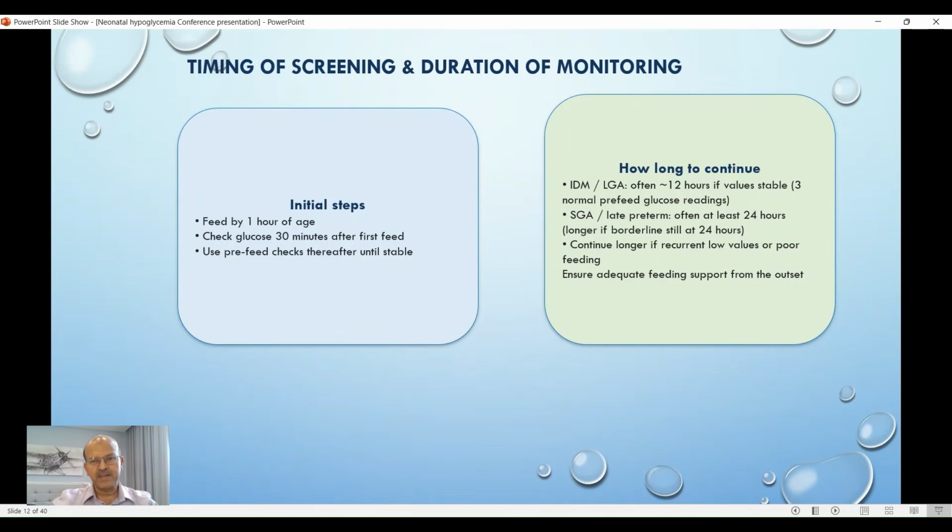However, in my practice, I tend to skip to alternate feed monitoring after the first two or three normal readings. So we do 6 hourly checks after the initial two or three readings. If they are normal, we stop by 24 hours. If we have recurrent low values or overfeeding, then we continue longer according to clinical decision. And remember that the feeding support has to be adequate from the outset. I would suggest that where we anticipate the risk, like infant of diabetic mother or multiple pregnancy or IUGR, you start antenatal expression of colostrum and you already have a store and the mother's milk starts flowing quicker as well.